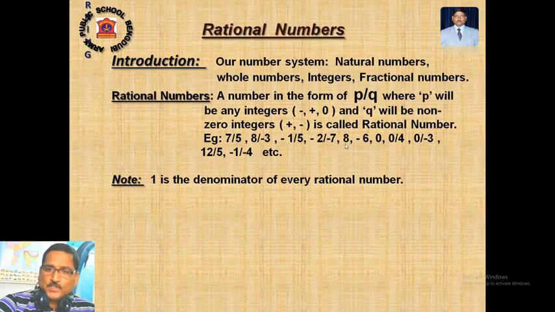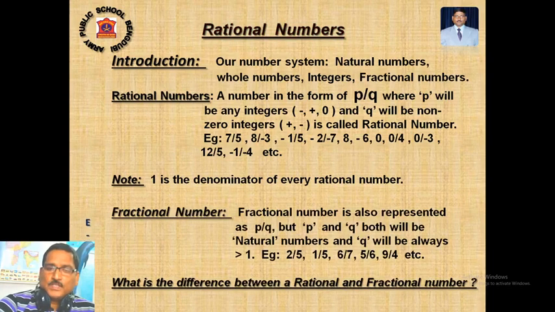You notice here 8, -6 and 0. These are integers. So when we need to represent them in rational form, 1 will be the denominator. That's why I've written that 1 is the denominator of every such rational number. So when we need to represent an integer as a rational number, we have to write down 1 as the denominator.